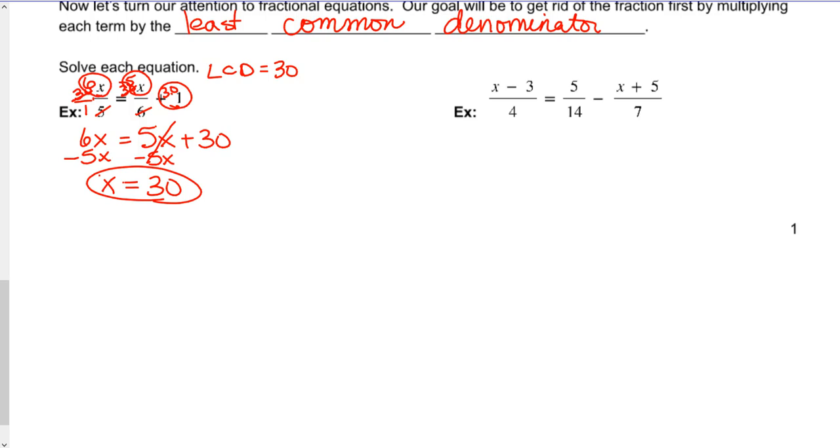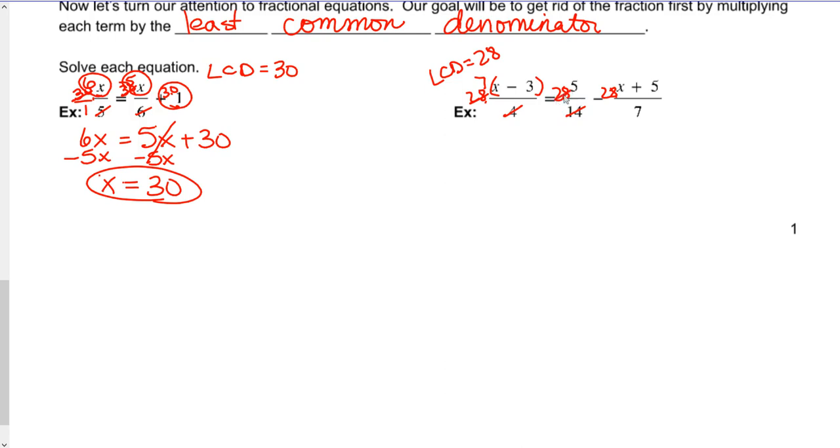Okay? Now, the next one, between 4, 14, and 7. Now, I have some expressions on top. You want to be very, very careful there. And also with this negative, you want to be very careful. So, between 4, 14, and 7, the least common denominator, hopefully you're telling me, is going to be 28. So I'm going to multiply every term by 28 here. And in this case, something's going to cancel with each one of those because I have a fraction on each term. So the 4 will go into 28 7 times that I must now distribute through that expression.